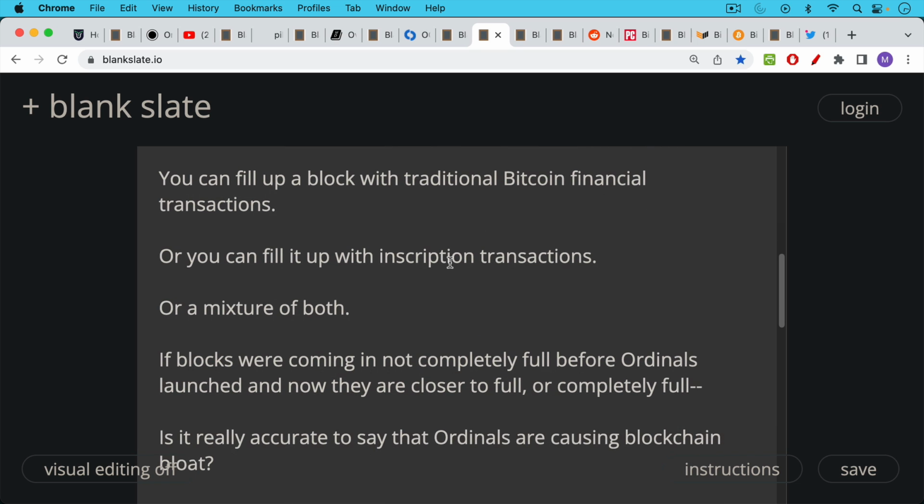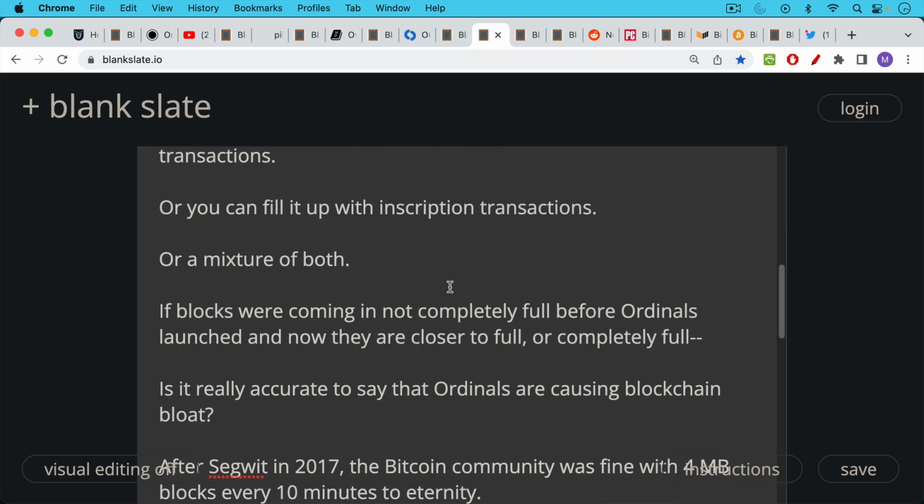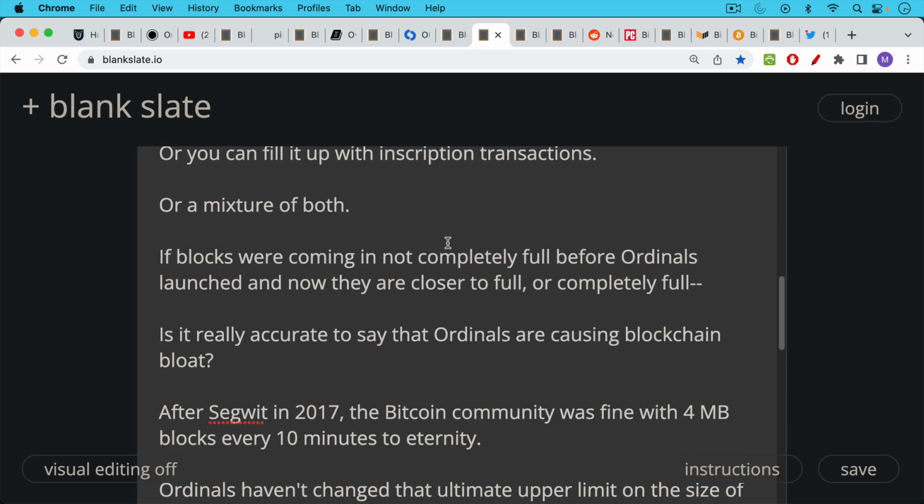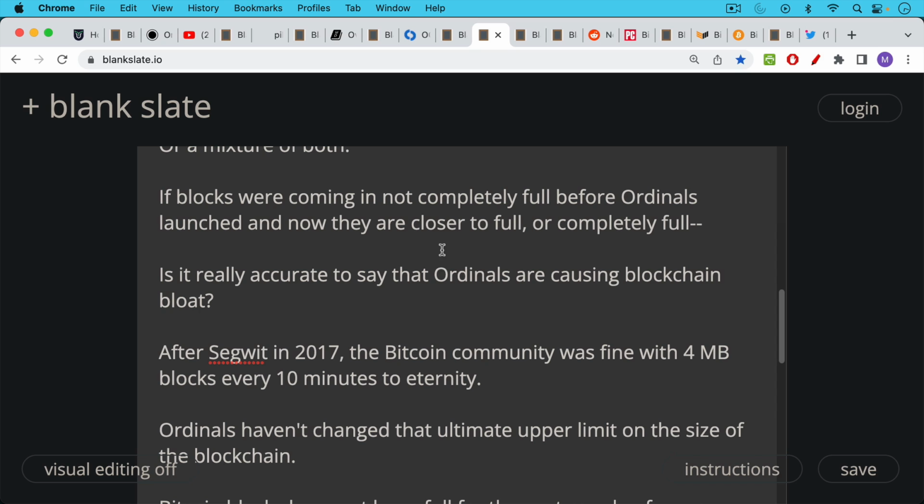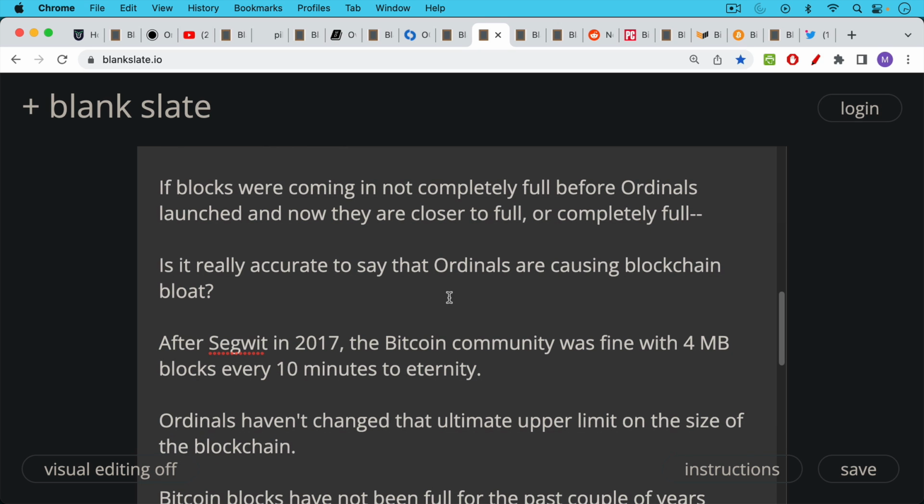Now, if Bitcoin blocks, which of course come every 10 minutes on average, were not coming in completely full, i.e. up to 4 megabytes before the Ordinals were launched a couple weeks ago, and now these blocks are closer to full or are completely full, is it really accurate to say that Ordinals are causing blockchain bloat? I don't think so, because after SegWit, the SegWit upgrade in 2017, the Bitcoin community was fine, at least in theory, with 4 megabyte blocks every 10 minutes to eternity.